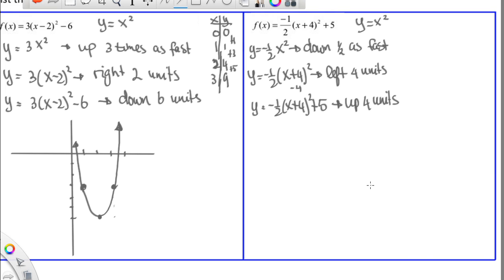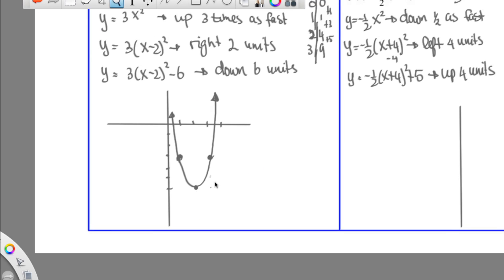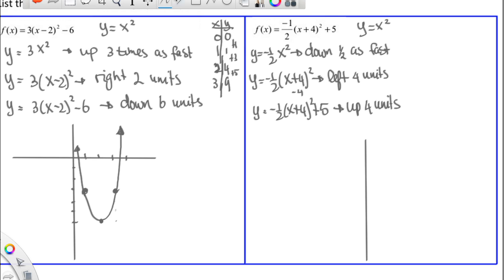So we went left 4, so I need some x values here. Up 5, but the whole thing goes down, so I don't need super large positive y values, but I do need to give myself some room. So I did it again. So let's see, left 4. Did I give myself enough room? So 1, 2, 3, 4. Why did I write 4 units there when I clearly said 5? That's 4, and 1, 2, 3, 4, 5. So left 4, up 5. So my vertex will be here.